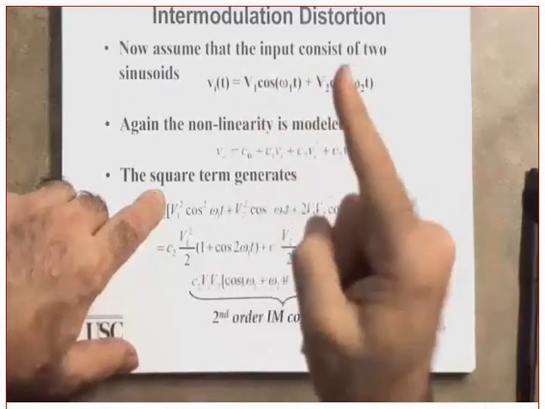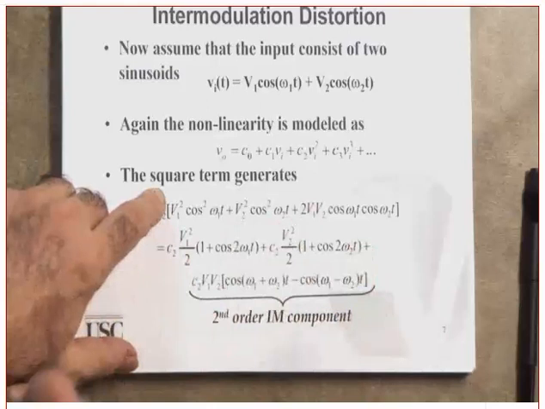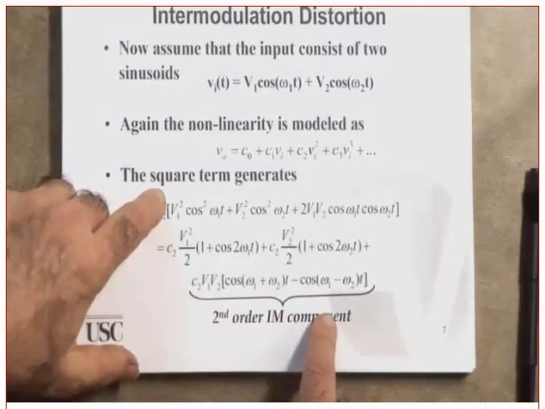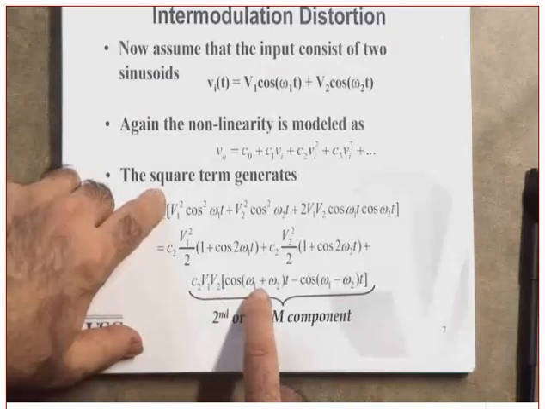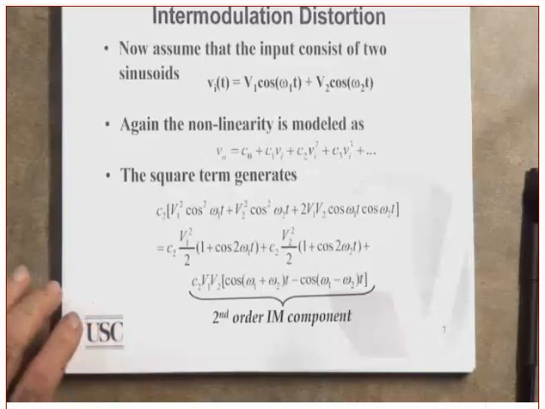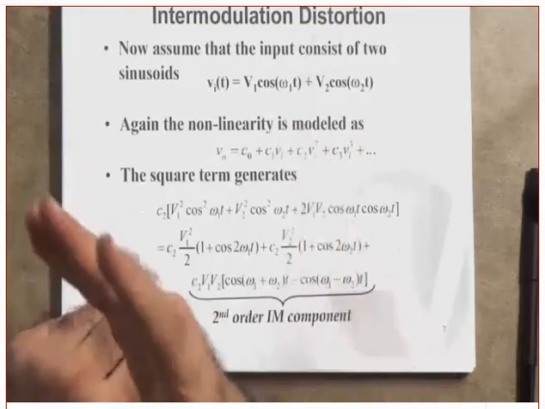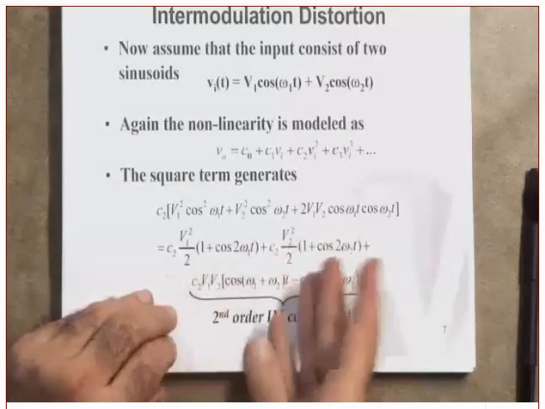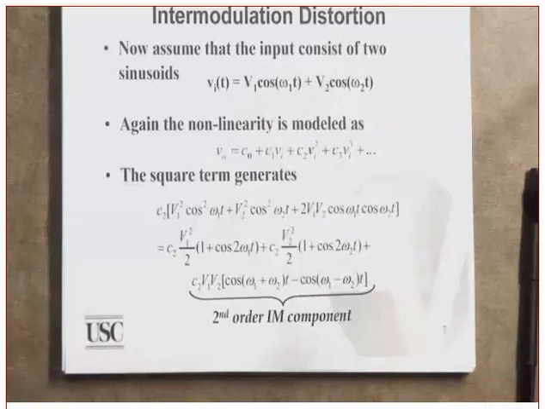The cross term will generate what? There is no first order. We start from second order. Yes or no? This will generate the second order intermodulation component, which is 2C2 V1 V2 times cosine of omega 1 plus omega 2 t minus cosine of omega 1 minus omega 2 t. Clear? Now remember always, one of them will be gone. One of these components will be filtered out. But the other one might be crucial. Clear? Okay, good.